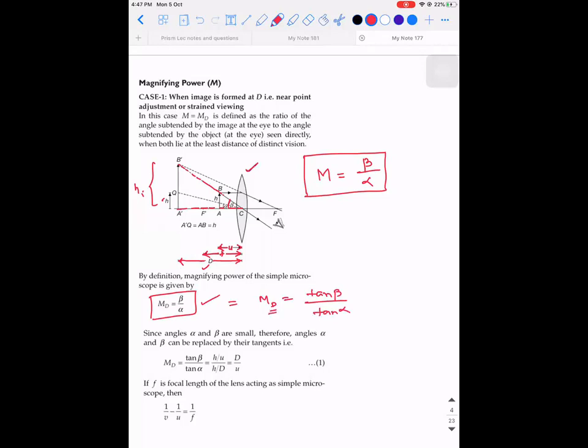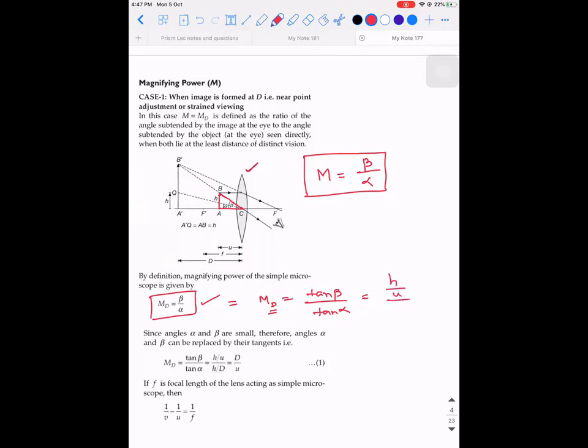See, the meaning of this D is the final image is formed at least distance of distinction. So tan beta by tan alpha. What is tan beta? Look at the diagram and tell me what is tan beta. A dash B dash by A dash C. That is one thing. Or you can do a simpler aspect. If you take AB by AC, that will become H divided by U.